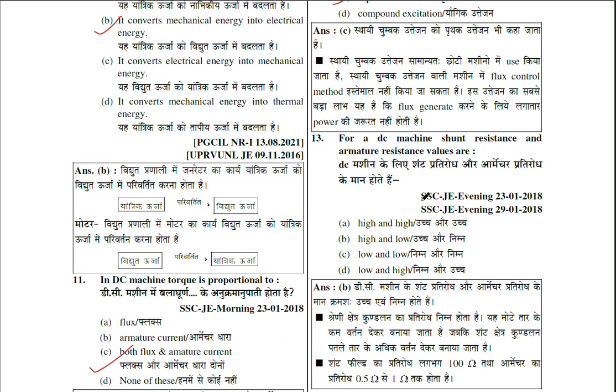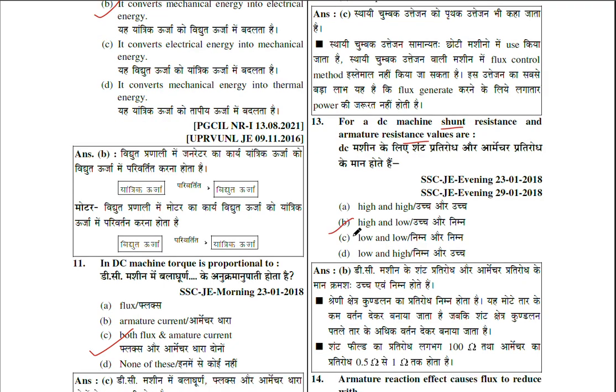Coming to question number 13: for a DC machine, what are the shunt resistance and armature resistance values? Shunt means parallel, so it has a high value of resistance, and the armature resistance is very low. That is option B, high and low, our correct answer.